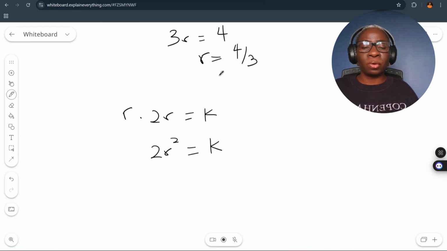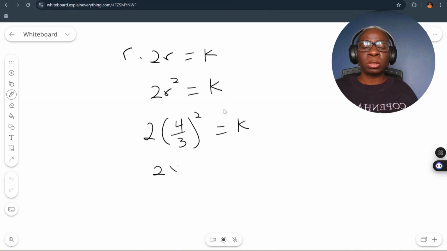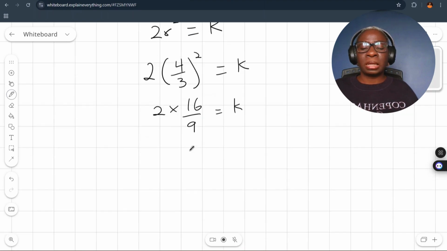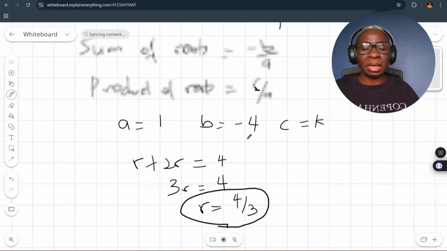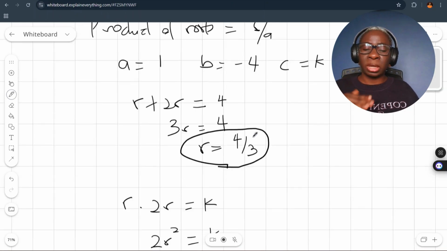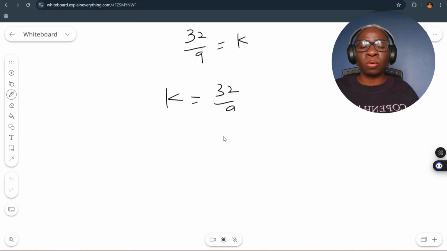So now what is r? We've gotten r from this. Now we substitute r here to get the value of k. So this means 2 times (4/3) squared equals k. This would give 2 times 16 over 9 equals k, and this would give 32 over 9 equals k. So the question says we should find k. We needed to find the roots for us to know k, and now that we found the roots, we were able to find k. So k is equal to 32 over 9.